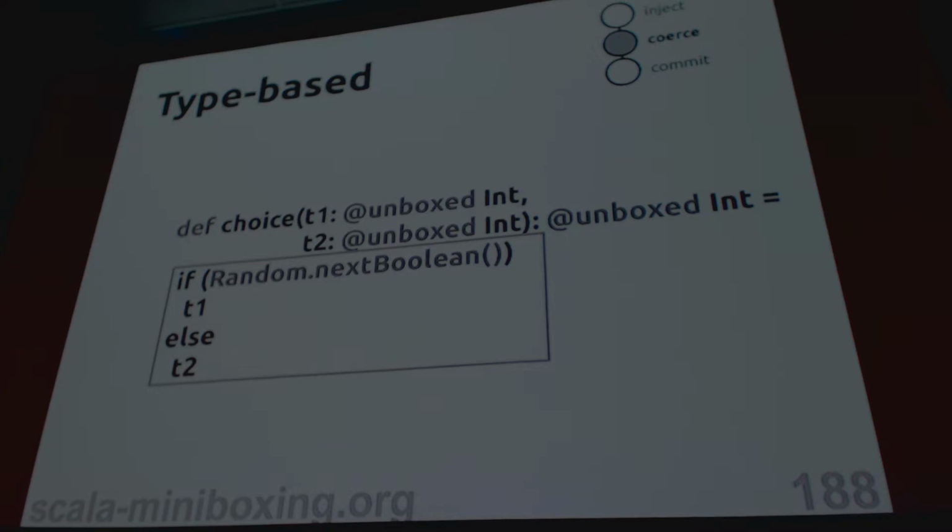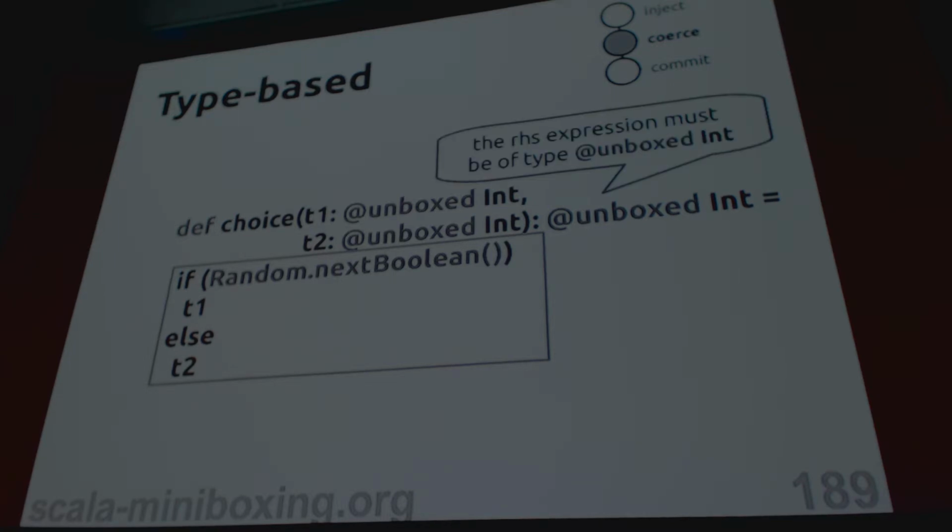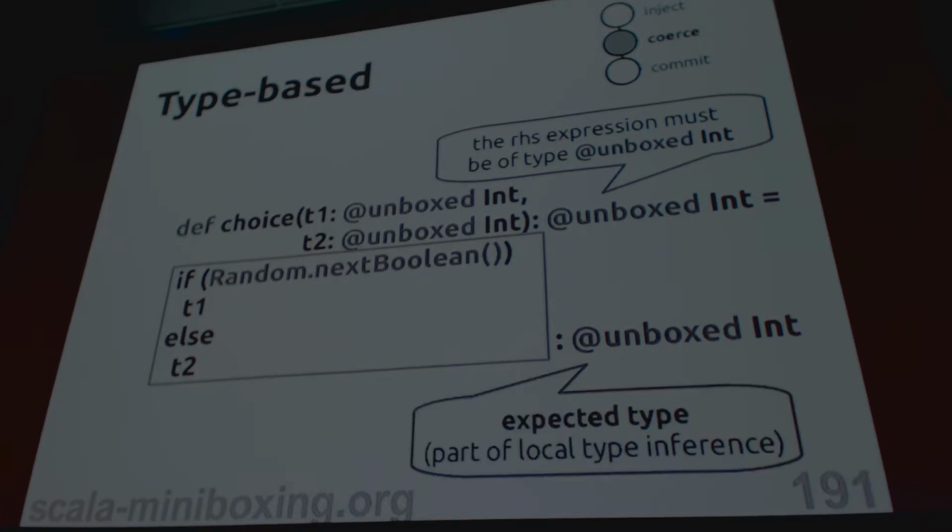So it looks at the right-hand side, which is the if expression. The method promises to return an unboxed int. If you used implicit conversions, you know that if it does not correspond, it will trigger an implicit conversion. And how does this happen? Well, the compiler records the fact that it needs to return an unboxed integer as the expected type.